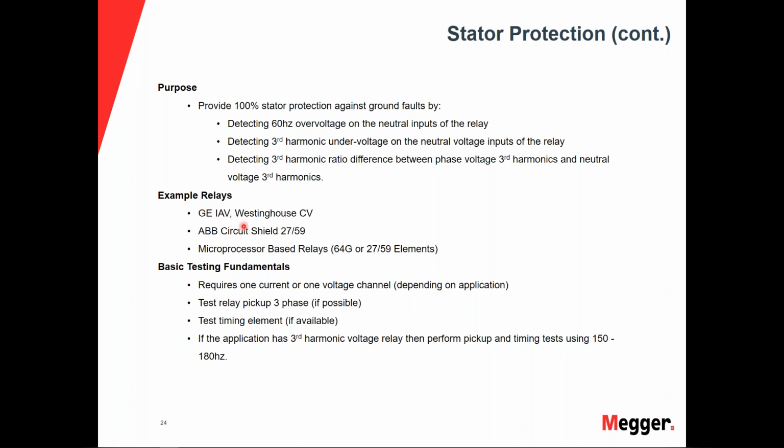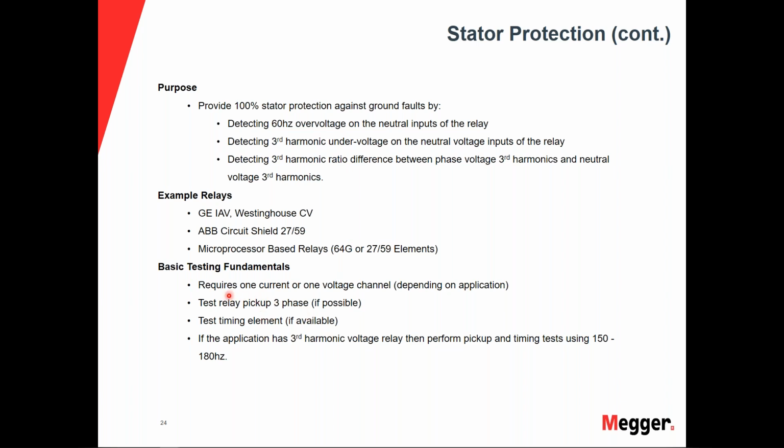The example relays we'll go through: this is an IAV, which is a GE electromechanical overcurrent relay, or a CV, the Westinghouse. The Circuit Shield is a solid state relay, and then any microprocessor based relays that have a 64G element and a 27/59 element. I think Basler has one out that has a 27/59 element as well, paired together.